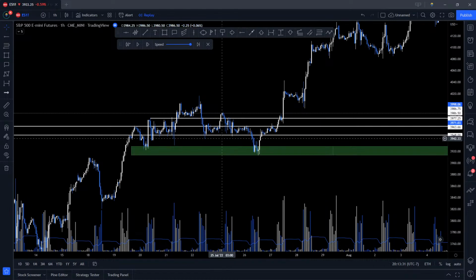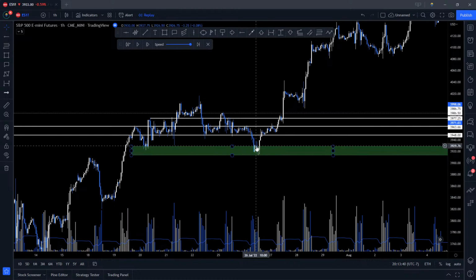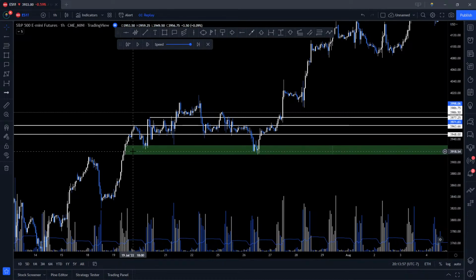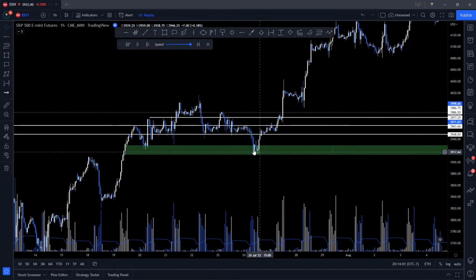Your key things you're going to want to be looking at are your POCs, value area high and low. Right here, you can see I took this whole doji candle and made that a range because I've got touches here. Boom, boom, boom, touch, boom, boom, boom. Basically every time we've come to this level, in this range here, we've seen a bounce. So this is going to be a nice area to take calls.